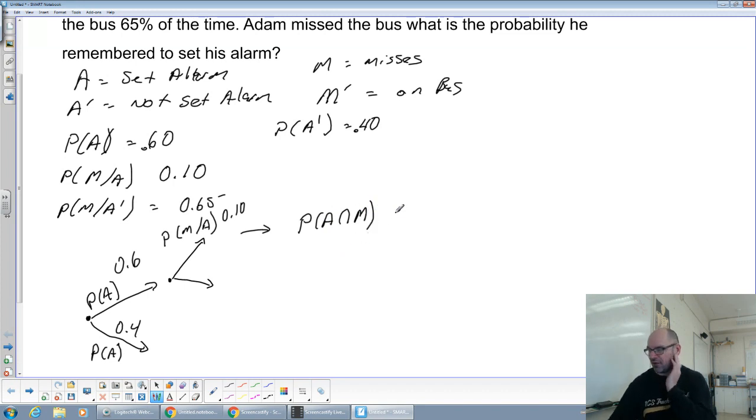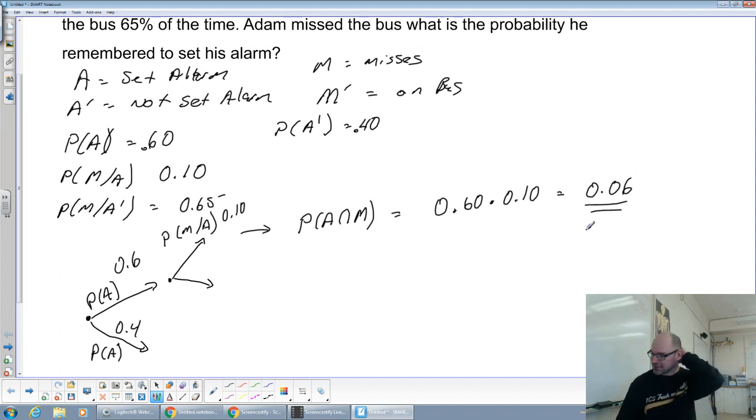Okay, and that was equal to 0.60 times 0.10, which equals 0.06. And that's where I stopped. I said that would be the end.